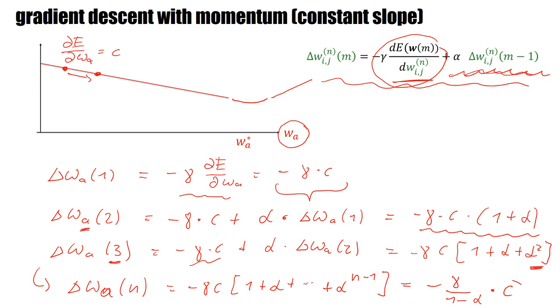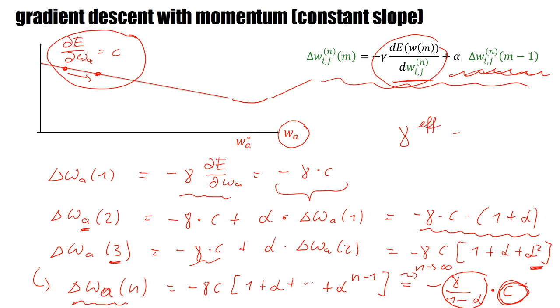Now what is C? Well, C is just a gradient. So I have an update, and this is for n to infinity. So we have an update that is proportional to the gradient, and it's not gamma times C, minus gamma times C, but it's gamma divided by 1 minus alpha. So I can say I have an effective learning rate, which is gamma divided by 1 minus alpha.